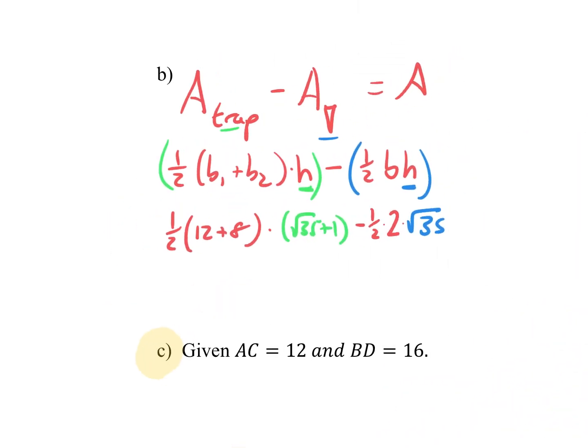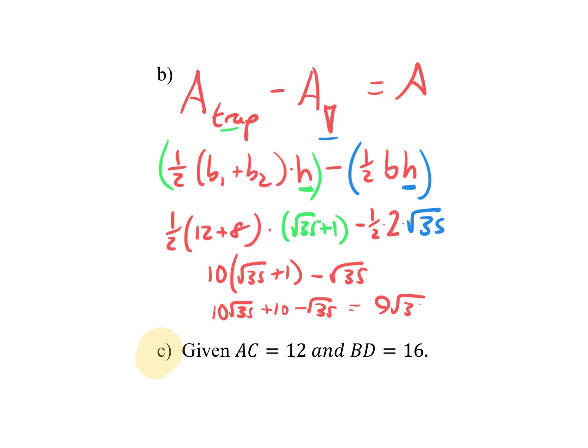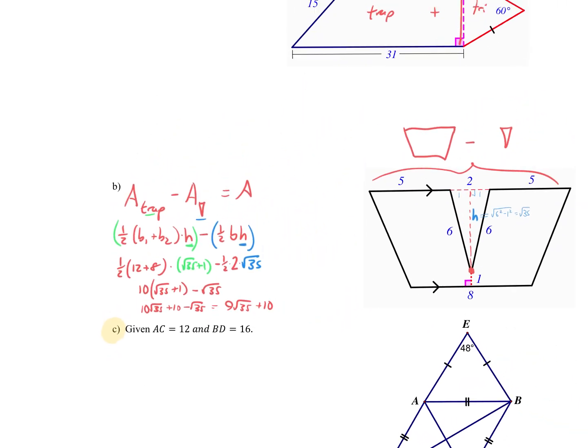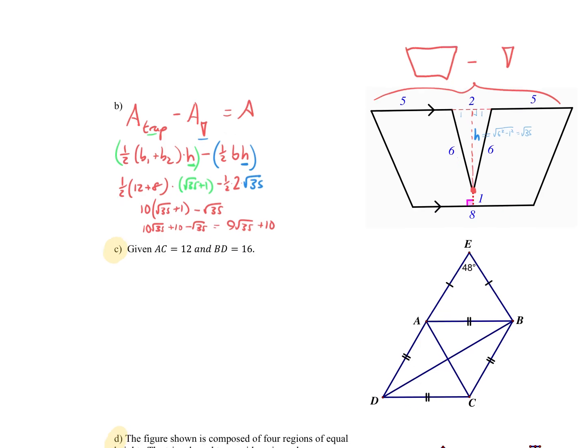Okay, so I'm doing okay. This is going to be 10 times, whoops, that's too big. That's what I meant to do. 35 plus 1 minus root 35. Oh, there's some like terms here. 10 root 35 plus 10 minus root 35. That's just 9 root 35 plus 10. You can make it decimal if you want. I'm already conscious of time. I think the value of that problem is done.